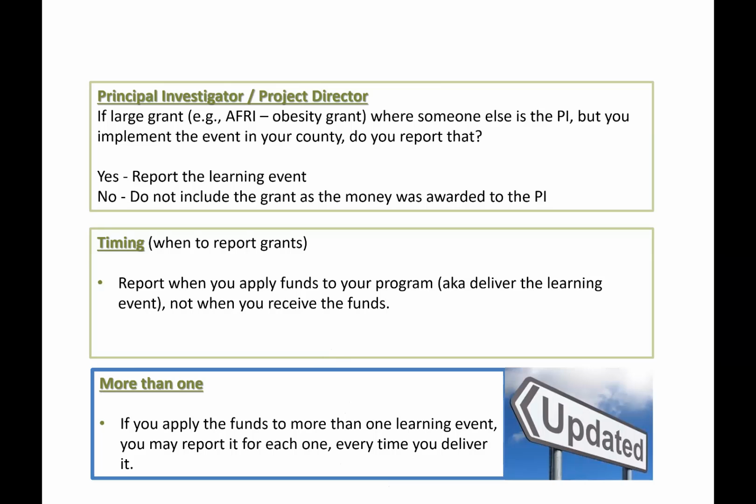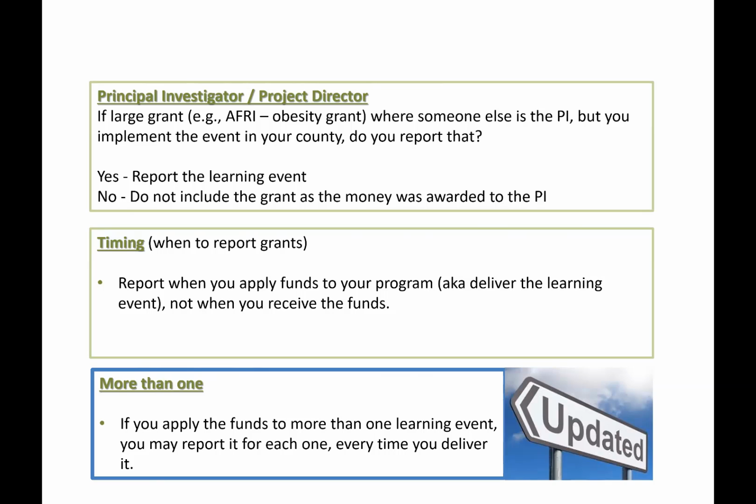So let's take this example. We got the grant in December. Our first event was February. So we put that into our learning events, recorded that, put the grant information, put the dollar amount. And then we also offered that same program again in March. So we went in Digital Measures in March and we documented that program, and we again indicated that that particular program was supported by that grant.